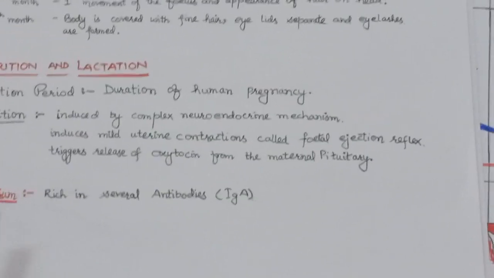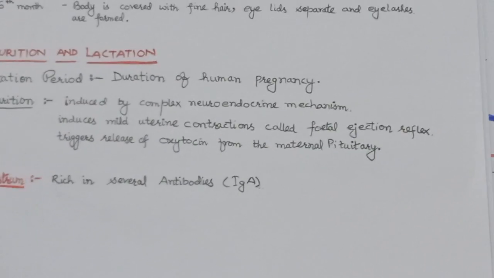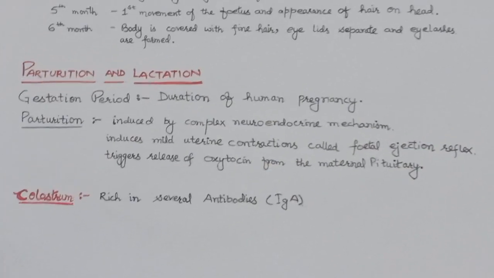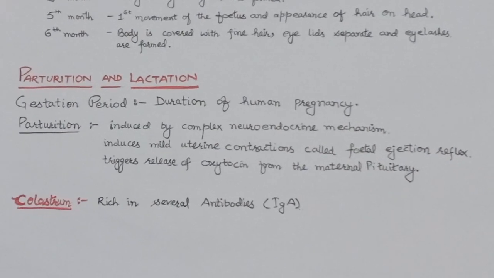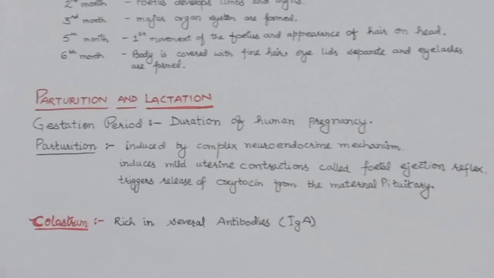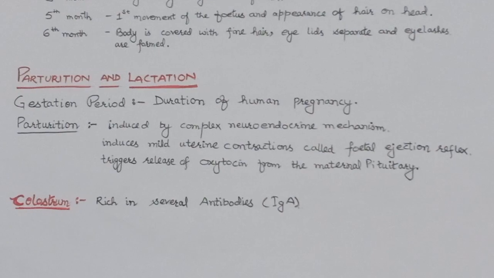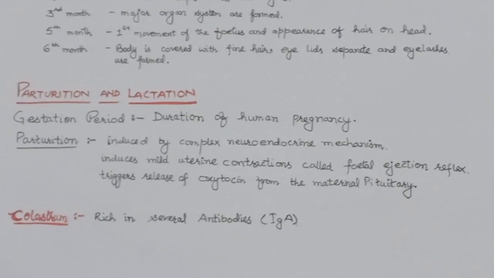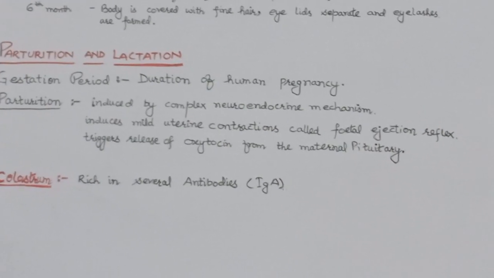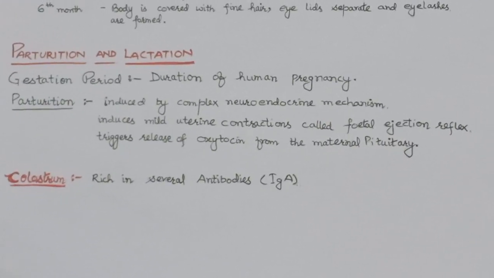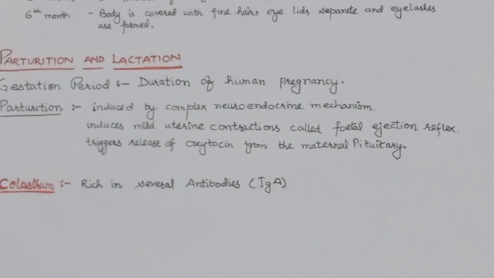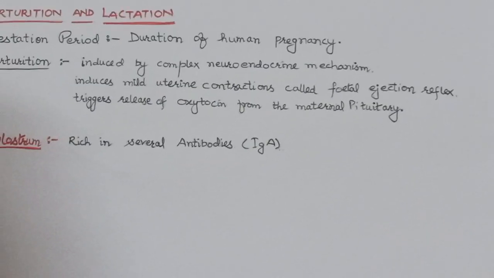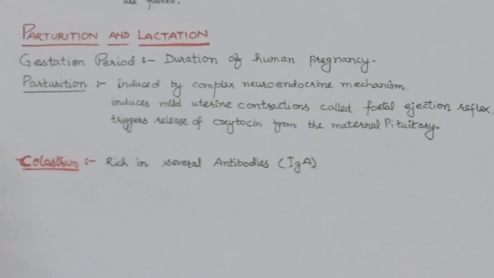This triggers the release of oxytocin from the maternal pituitary. Oxytocin acts on the myometrium of the uterus and causes uterine contraction. Oxytocin secretion continues, resulting in stronger and stronger contractions. This leads to the expulsion of the baby out of the uterus through the birth canal, and this process is known as parturition. Soon after the infant is delivered, the placenta is also expelled out of the uterus.